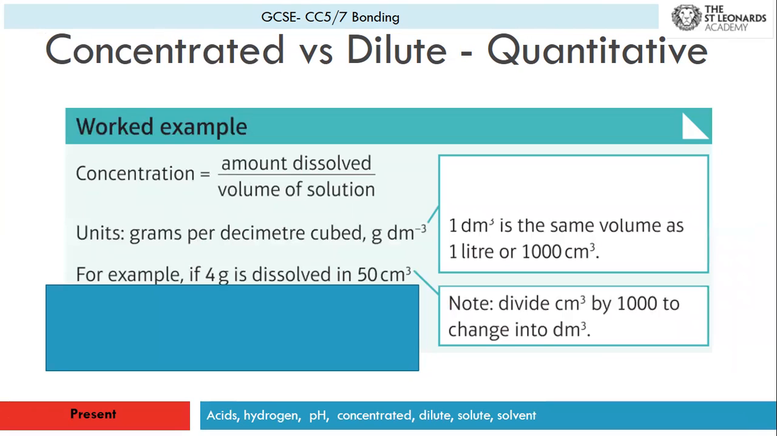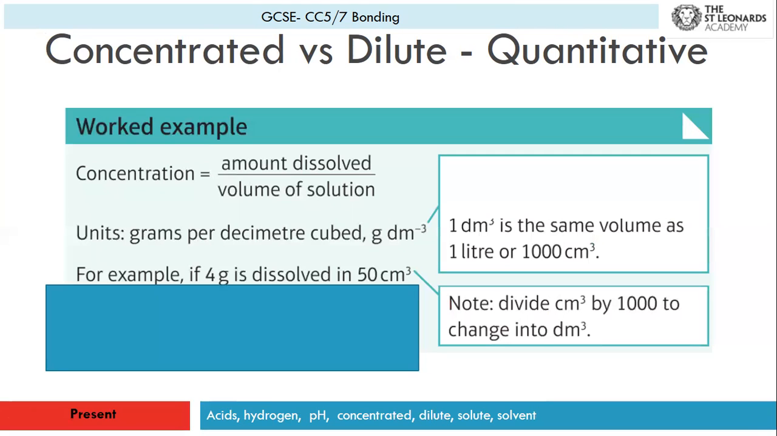Okay, a decimeter is the same volume as 1 litre or 1,000 centimetres cubed. So have a go at calculating the concentration of this example. So 4 grams is dissolved in 50 centimetres cubed.